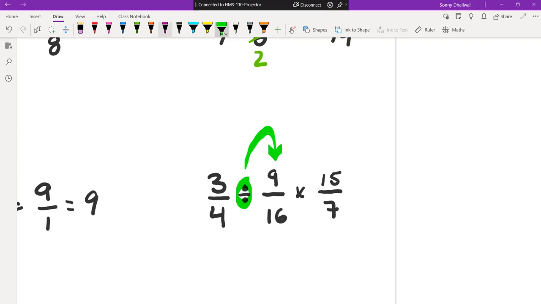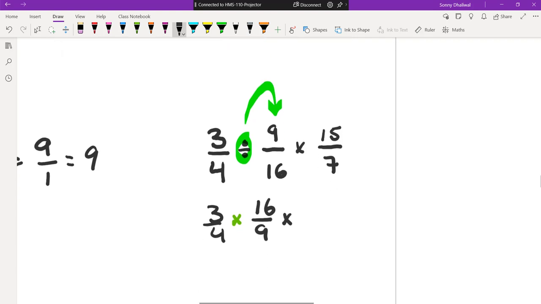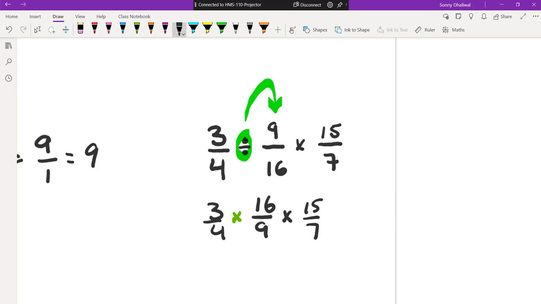So this first one stays the same. We turn that division into a multiplication. That means the next fraction flips. We got 16 over 9 times the third one. What's the third one look like? Yeah, 15 over 7. That one doesn't change. The sign before it was a multiplication sign, so it didn't need to change.